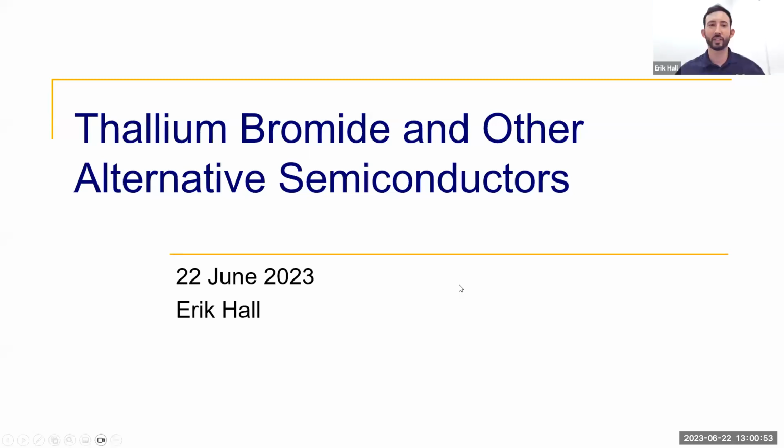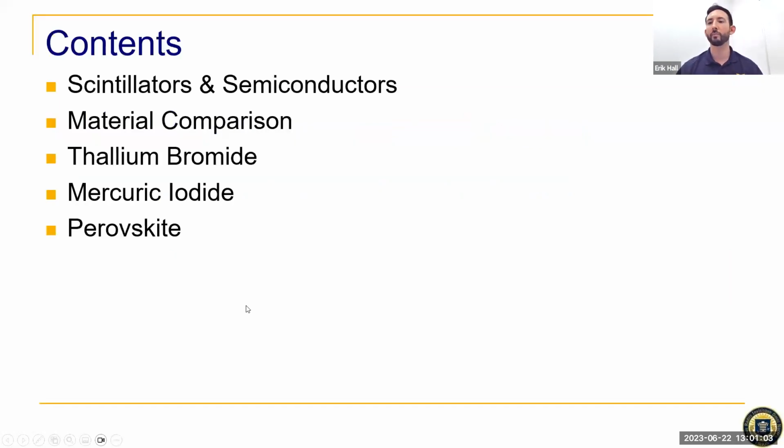All right, so as Flynn said, I'm talking today about thallium bromide and other alternative semiconductor materials. I'll go over a quick comparison of scintillators and semiconductors. Then I'll go over a material comparison of a few semiconductors. The bulk of the presentation will be about thallium bromide, which is what my research has primarily been in. And then I've got a couple slides at the end talking about mercuric iodide and perovskites.